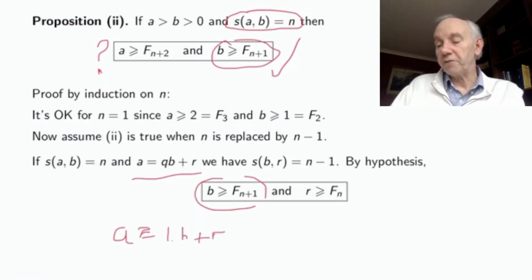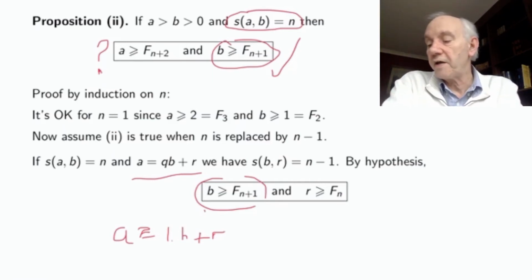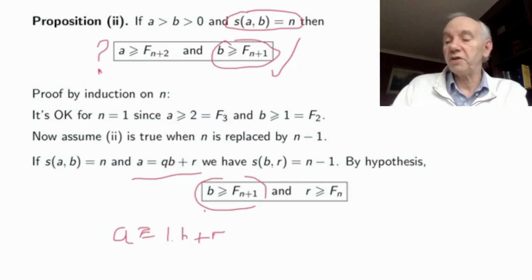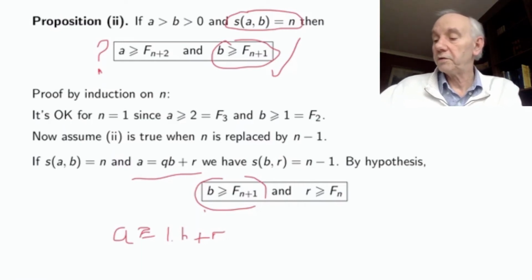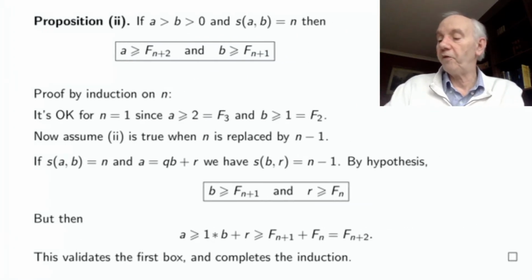And I'm going to change the page now, but you see that's going to be at least as big as B plus R. B plus R is Fn plus 1 plus Fn. That's Fn plus 2, which is exactly what we want. So I meant to have changed the page before.